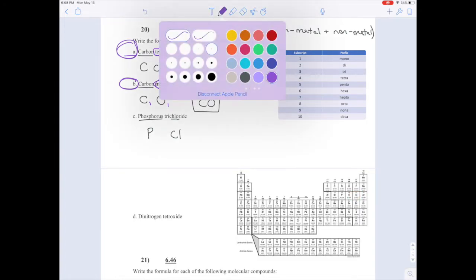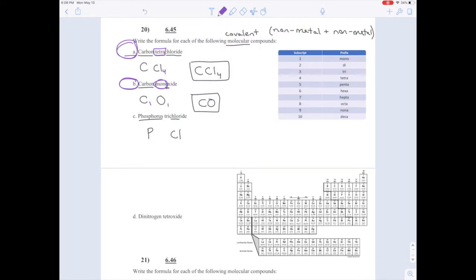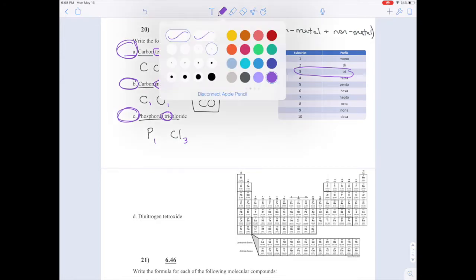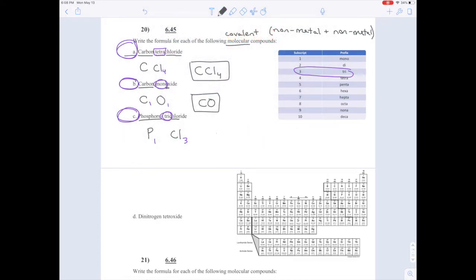Okay, so those are our elemental symbols. Now, let's look at the prefixes and see what they tell us about the subscripts. The first element doesn't have a prefix, and that means that you only have one of them. The second element has a prefix tri, and tri means that the subscript should be 3. So when you put all of this together, the compound you would get would be PCl3. And so that is the formula for phosphorus trichloride.